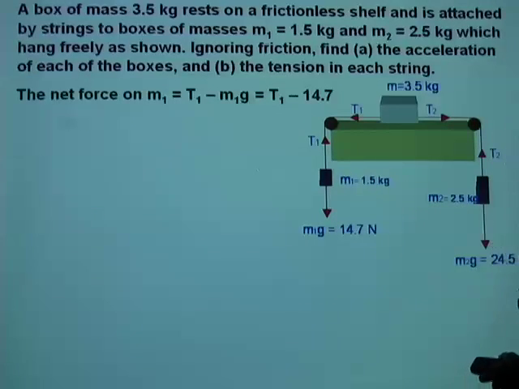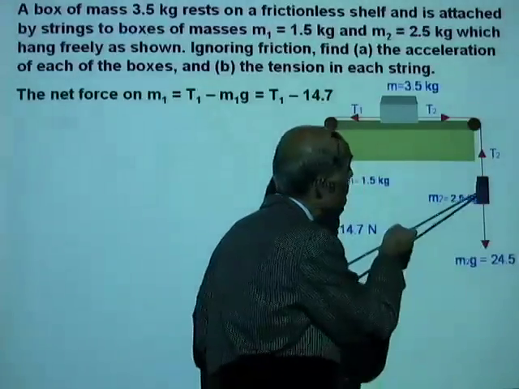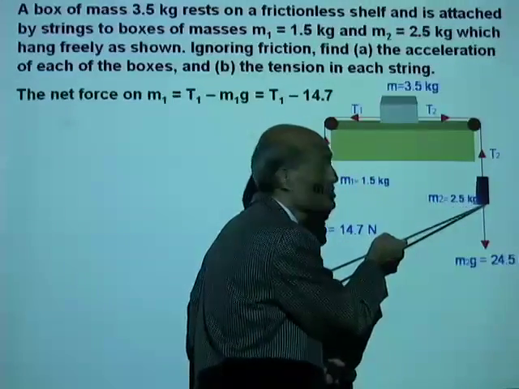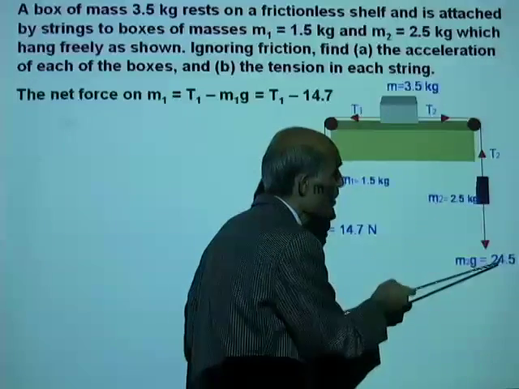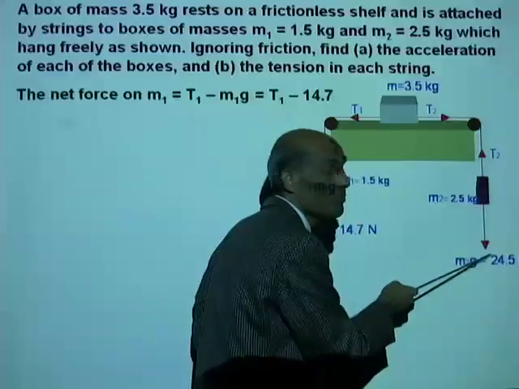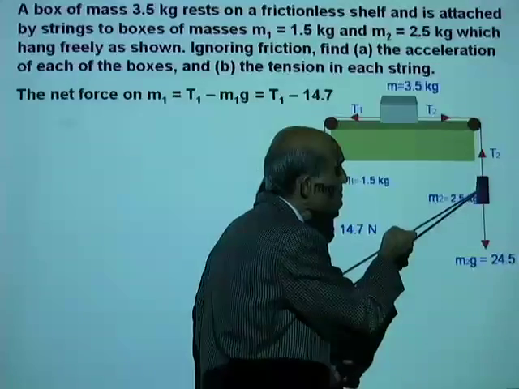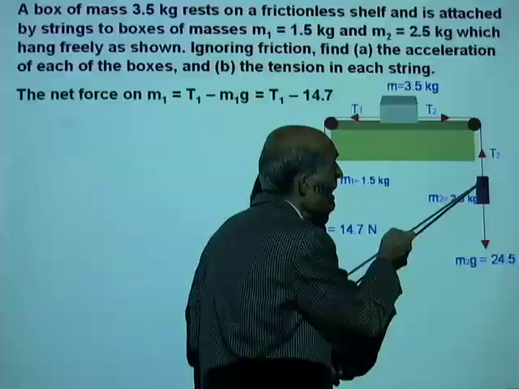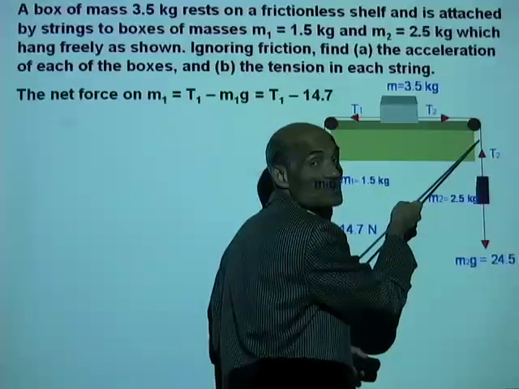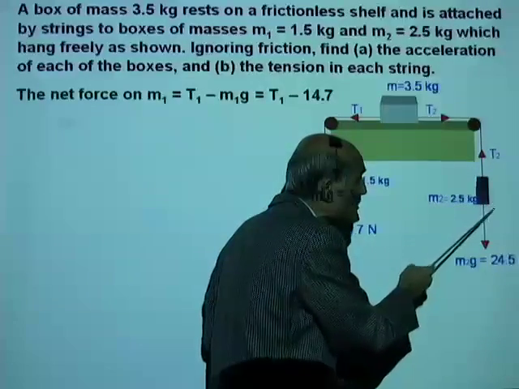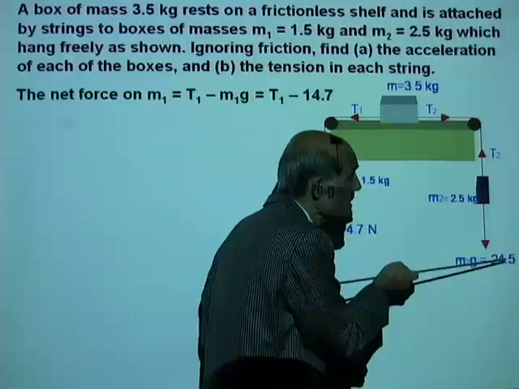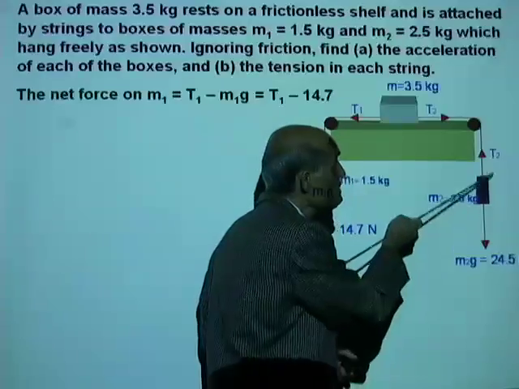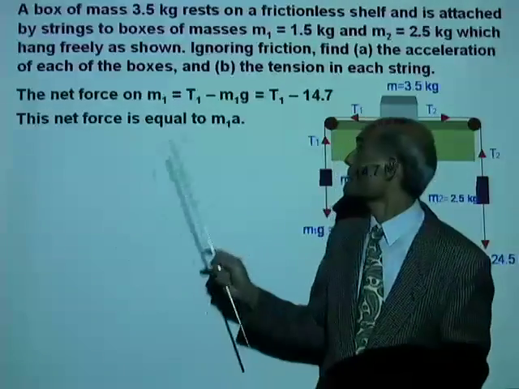What is the net force on M2? The weight of M2 will be M2G, which is 2.5 kilogram times 9.8, that is 24.5 Newton. That is the weight pulling it down, and the tension T2 is pulling it up. So what is the net force on M2? The net force on M2 will be 24.5 Newton minus T2.